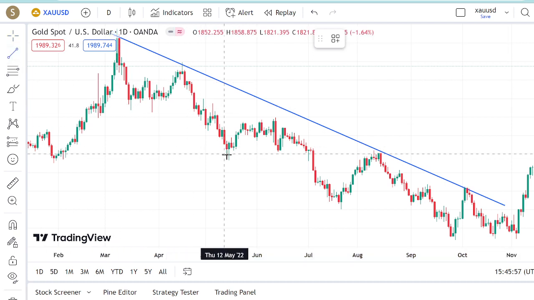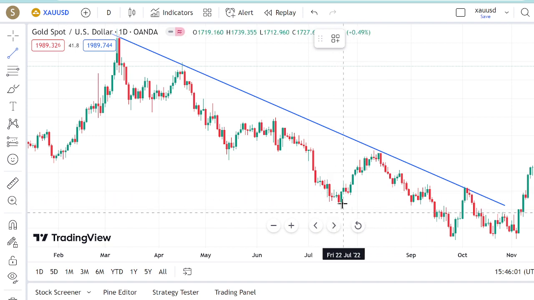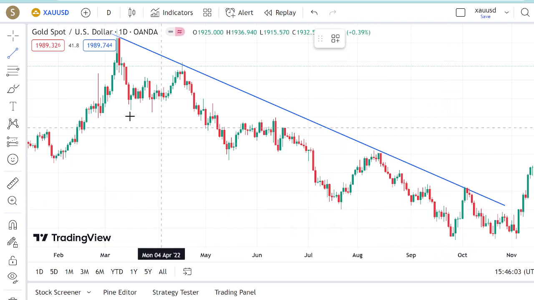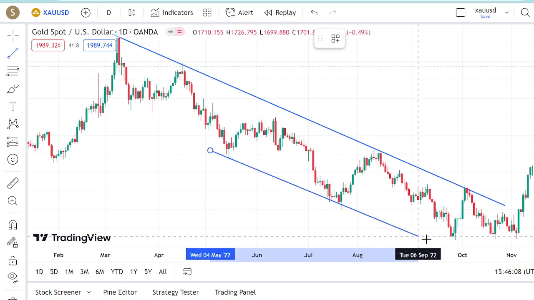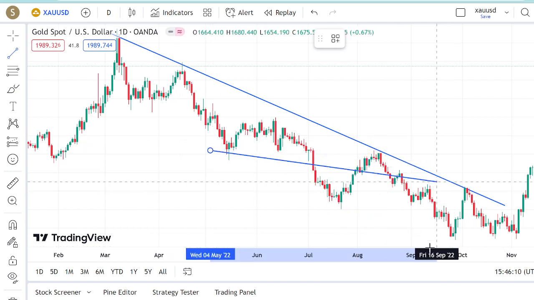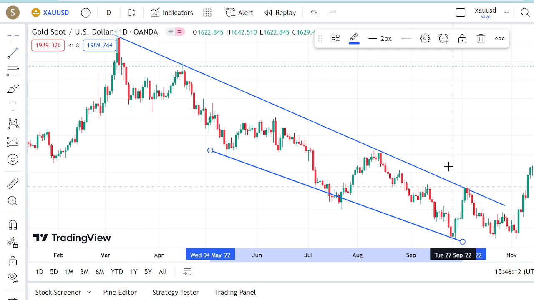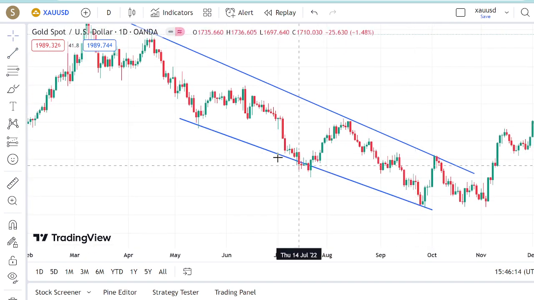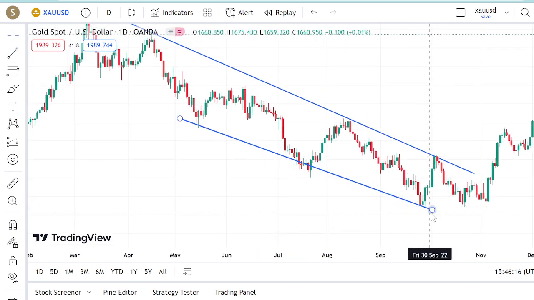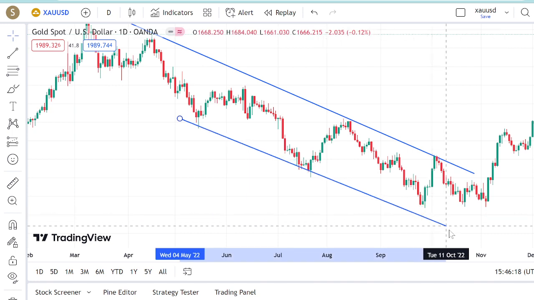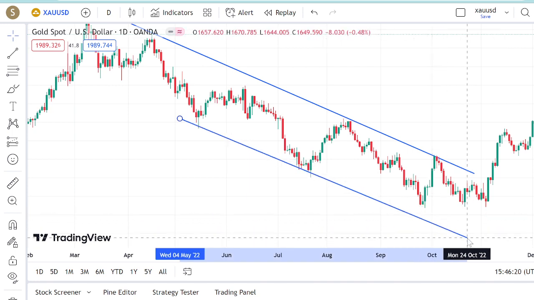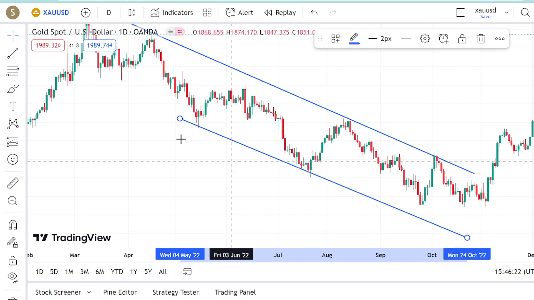We have a rejection zone here, we have a rejection zone here, and we have a rejection zone here. So you are going to be joining it together for you to have a clear view of the market. See the way I'm drawing it out now. It will really help you a lot if you can also follow up like this.